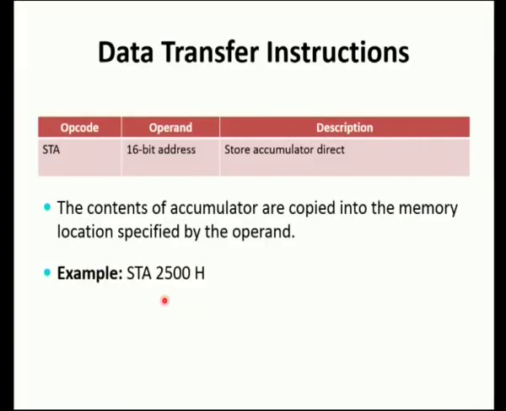This is the store instruction, STA 16-bit address, which stores the accumulator content into the specified location. The contents of the accumulator are copied into the memory location specified by the operand. Example: STA 2500. Suppose the accumulator value is 25; the 25 is loaded into the 2500 memory location. It comes under permanent memory.